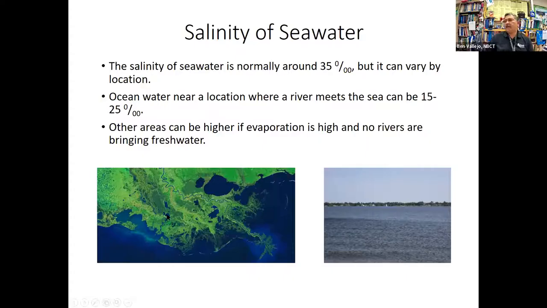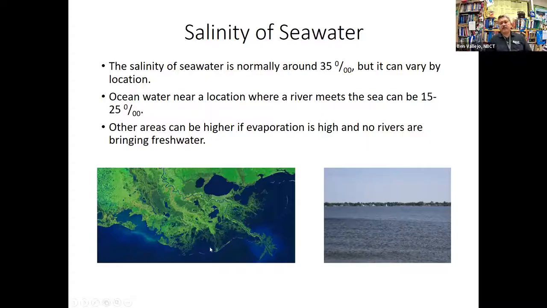Even a freshwater lake has some salt in it. In fact, when you have an aquarium at your house and you're trying to keep it more lifelike, what you do is you have to actually add salt back into your aquarium water, but not as much as 35 parts per 1,000. But over here, river meeting the sea, 15 to 25, so much lower salinity for this water here.